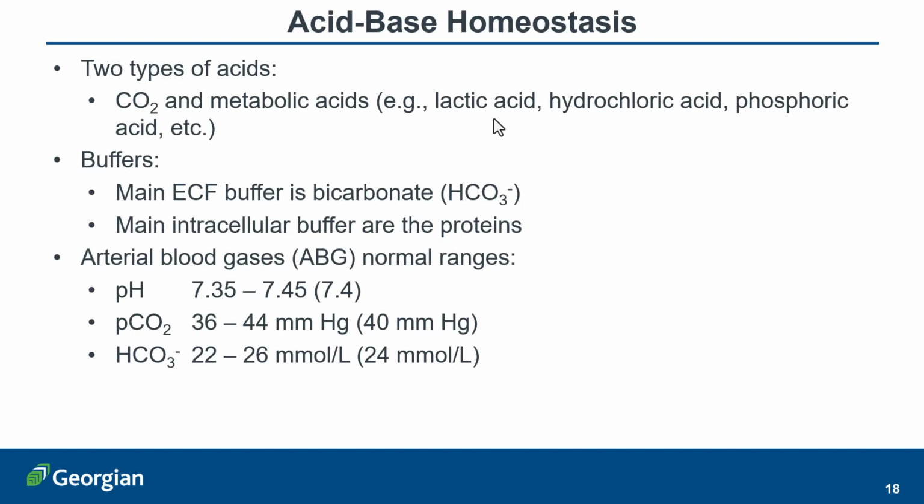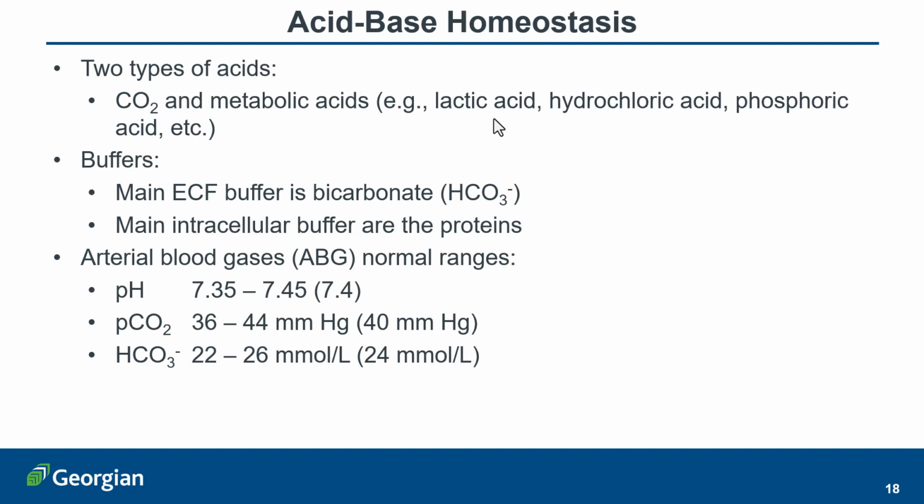And then we have all the metabolic acids, right? The lactic acid, hydrochloric acid, sulfuric acid, phosphoric acid, etc., that are produced from normal metabolism. So two types of acids in the body. There are also two types of buffers. The main ECF buffer is bicarbonate, and the main intracellular buffer are all the various proteins inside the cells.